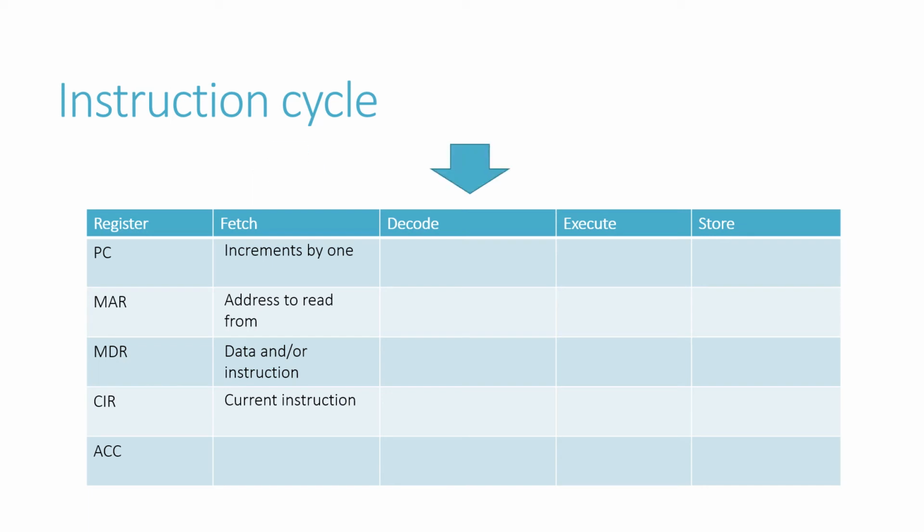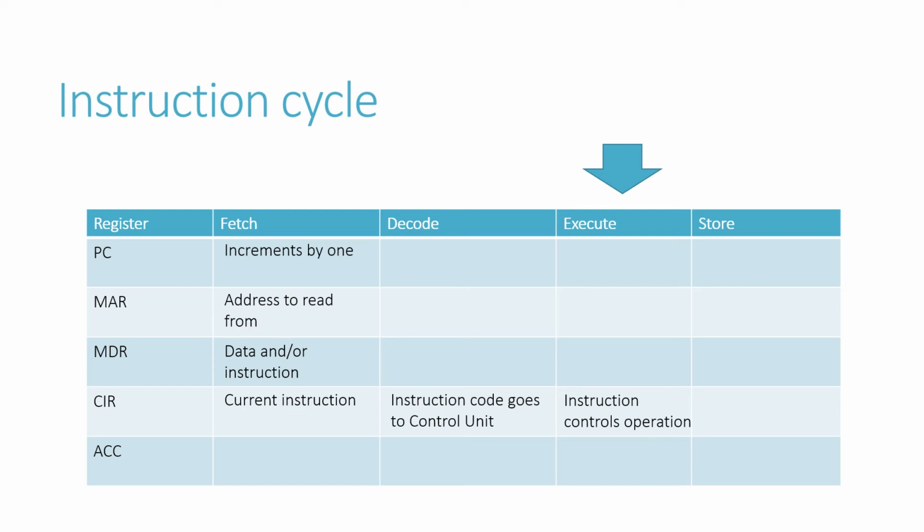We're now in the decode part of the cycle. The instruction code in the CIR is sent to the control unit, which decodes it to create a control signal. That control signal is now executed, so we're at the execute phase of the fetch execute cycle. At the execute phase, the instruction code controls the operation of some part of the computer, let's say the ALU. The data to be used in the operation is fetched from the MDR. And the result of the operation is stored in the accumulator. So the operation has now been executed.